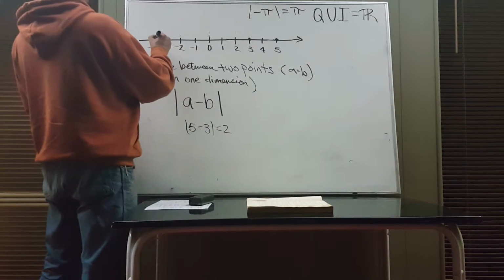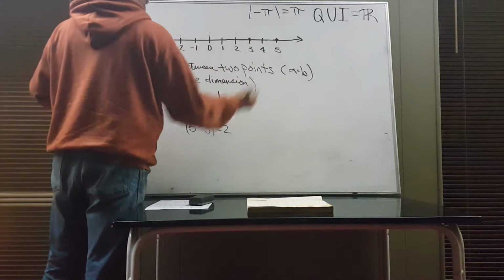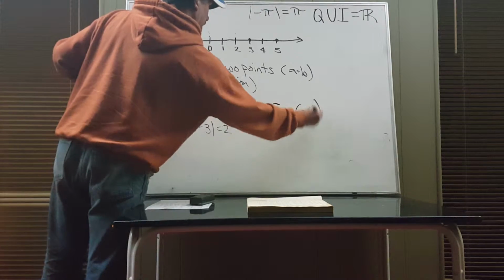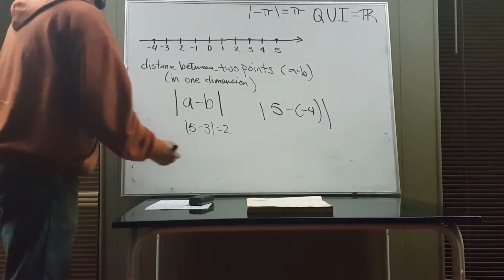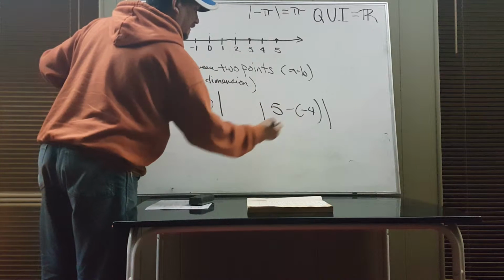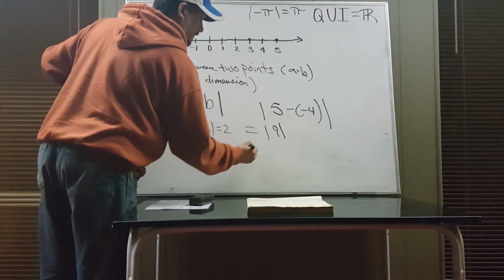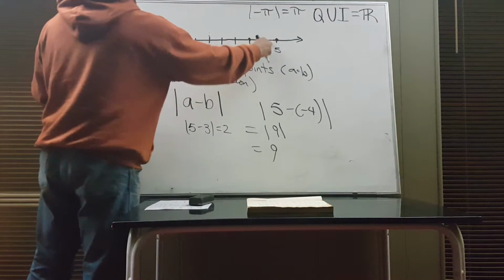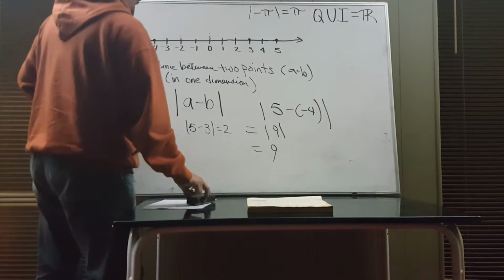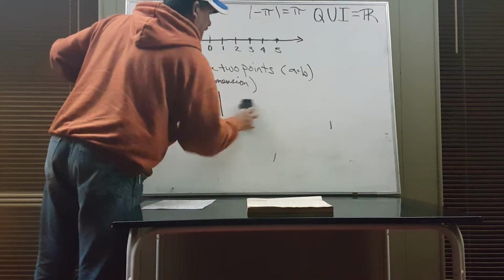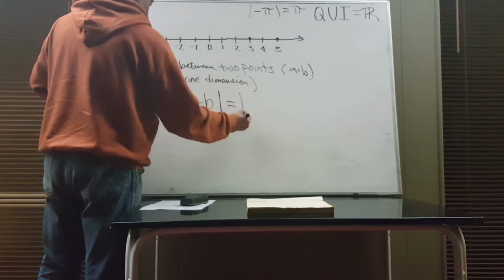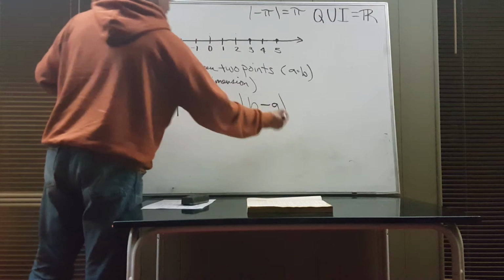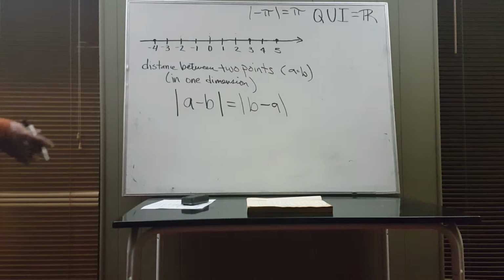But what may not be so noticeable, what's the distance between 5 and negative 4? Well, the absolute value of 5 minus negative 4 is, well, when we subtract a negative, we add, the absolute value of 9, which is 9, and you can count from 5 to negative 4: 1, 2, 3, 4, 5, 6, 7, 8, 9, and it works. Okay. And one important thing to notice is that it doesn't matter which one you subtract. The absolute value of A minus B is equal to the absolute value of B minus A. Okay, so that's absolute value.